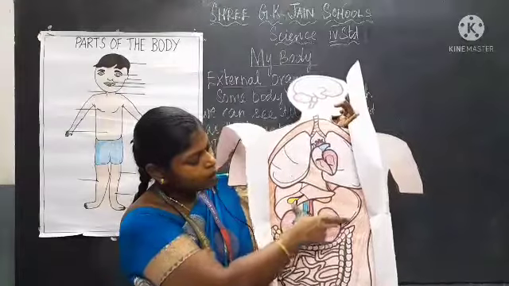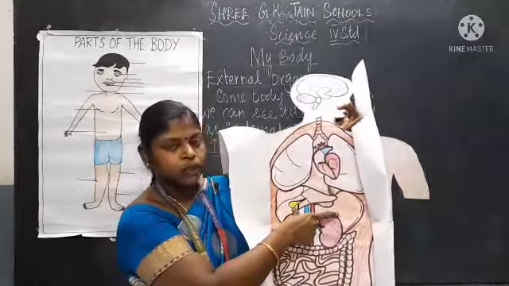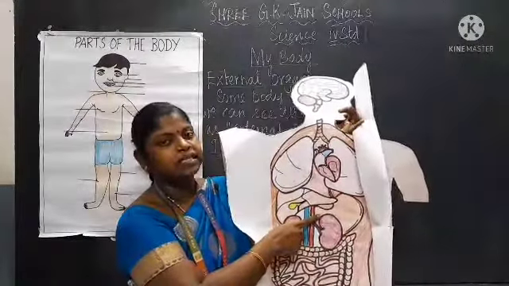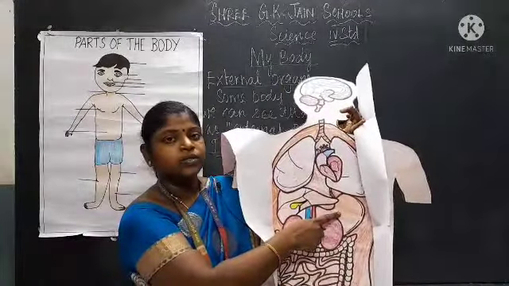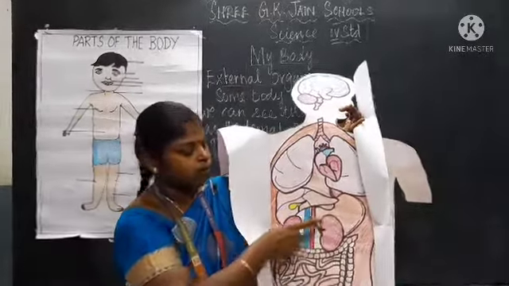This is the stomach. A J-shaped bag organ is called the stomach. The digestion process takes place in this organ. You know children, this is also called the digestive system of our body.